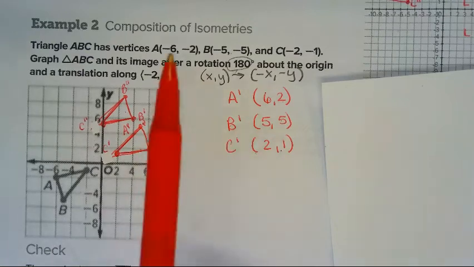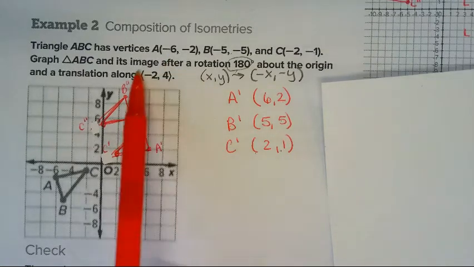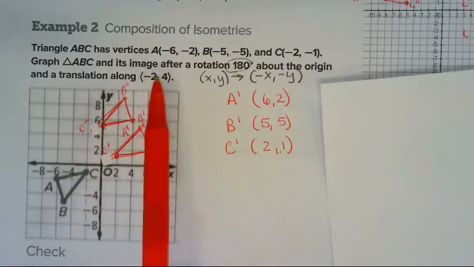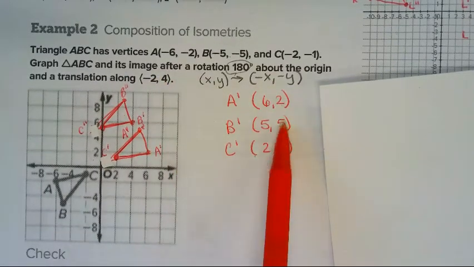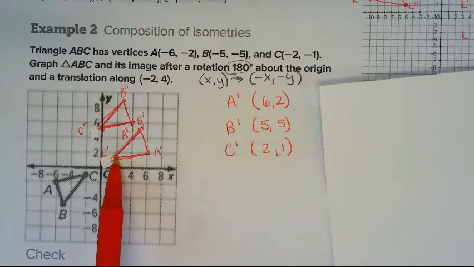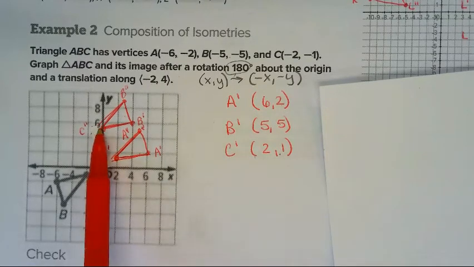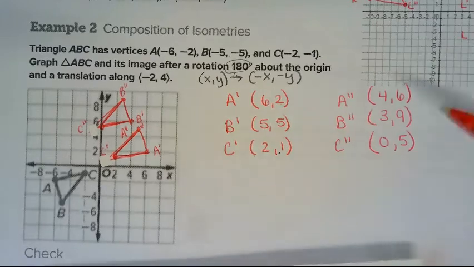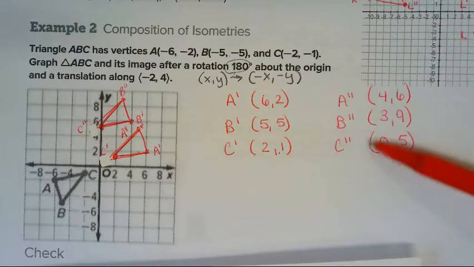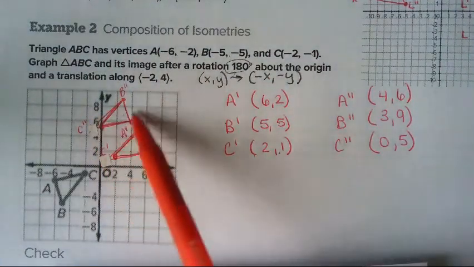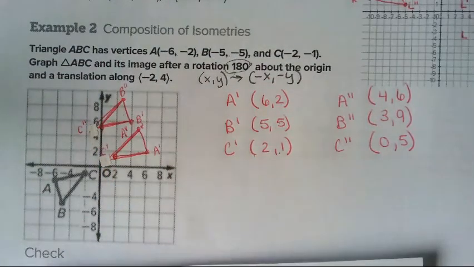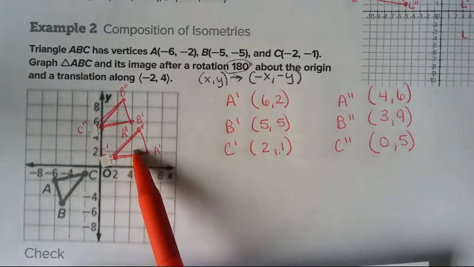Now I'm going to apply my second transformation, which is the translation. I'm adding -2 to all my x's, and I'm adding 4 to all my y's. So on a graph, that means I'm moving left 2 and up 4 for each of my points. These would be the coordinates of my new image, and I also graphed it over here so that you could see what it would look like. So we rotated and then we translated.